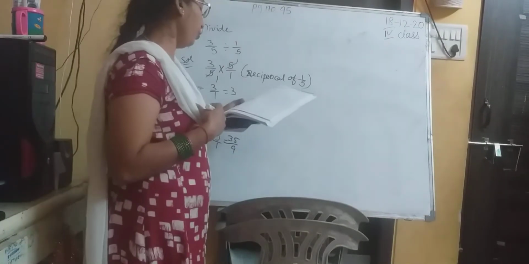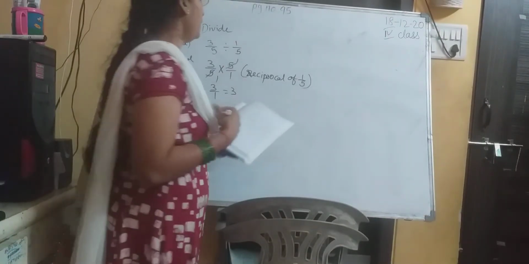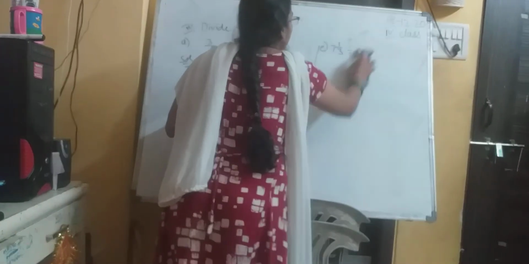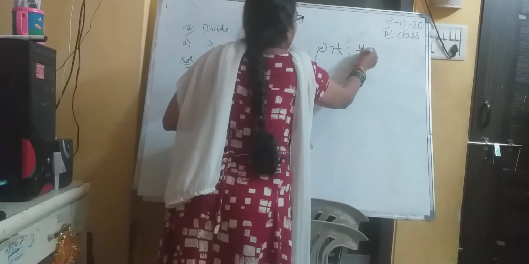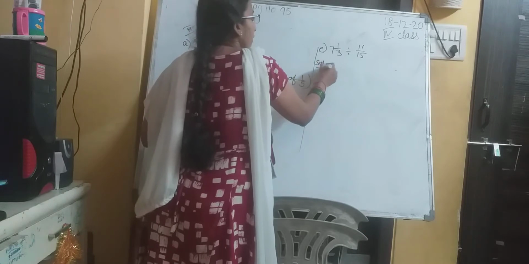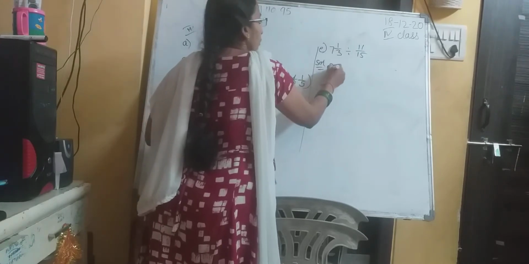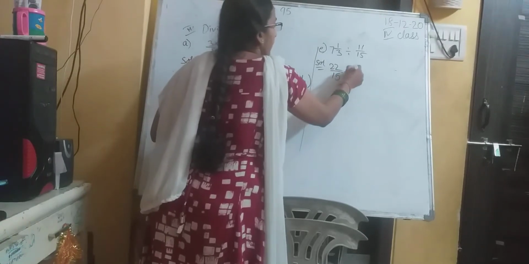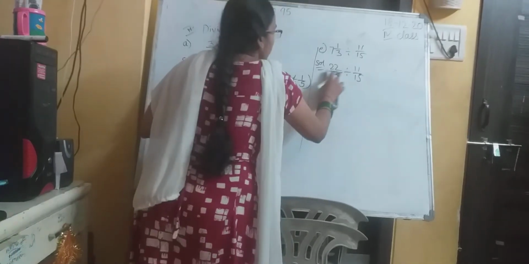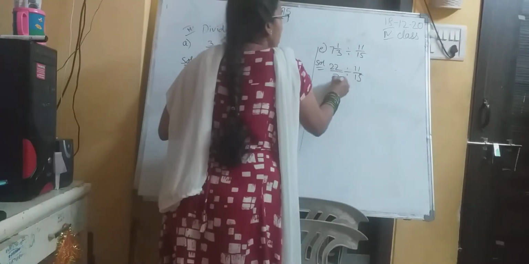Now I am going to show you E1, children. E1 is 7 1 by 3 divided by 11 by 15. First change it into an improper fraction. 7 3s are 21, 21 plus 1, 22. 22 by 3 divided by 11 by 15. It is 22 by 3, not 15.